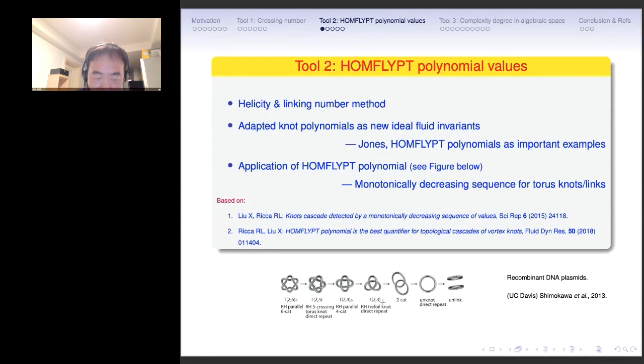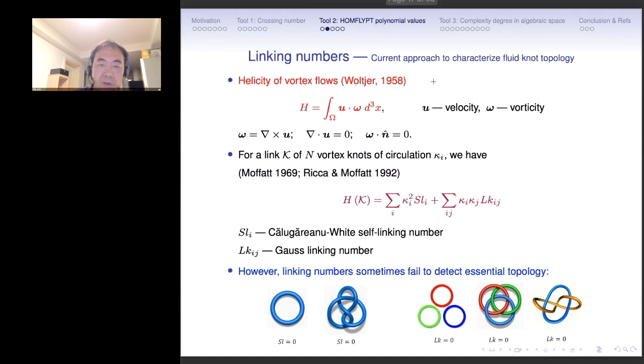They found such a sequence from T26 to unknot. Renzo and I just wanted to find a pure mathematical explanation for this degeneration sequence. So we were using the HOMFLYPT polynomial values, a direct use of that value. Firstly, let's say something about the HOMFLYPT polynomial, the knot polynomial.